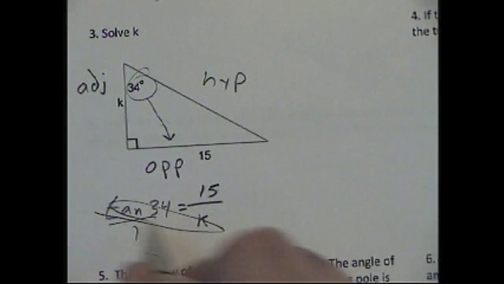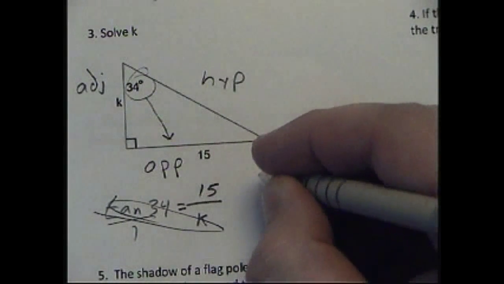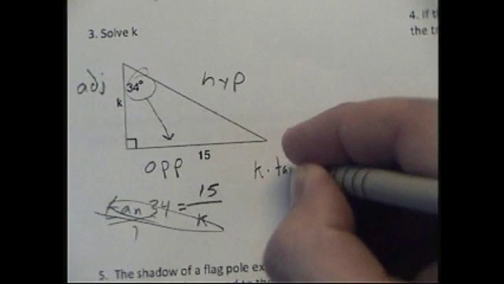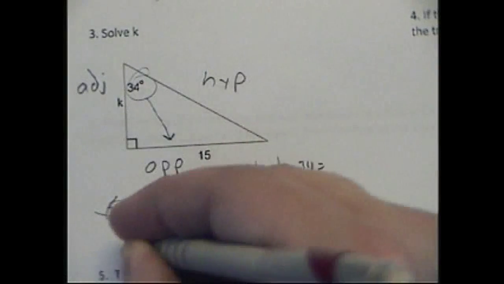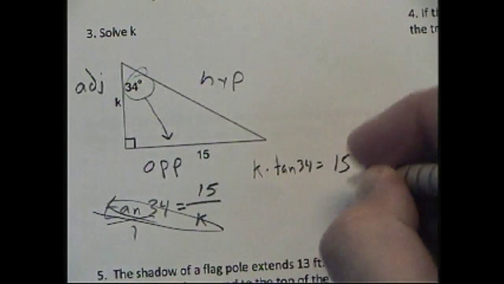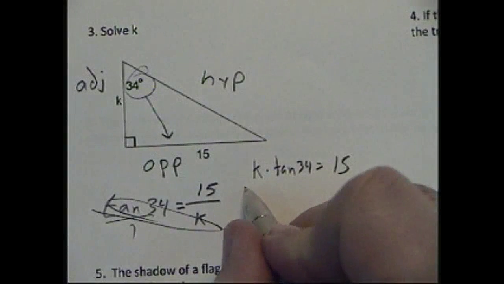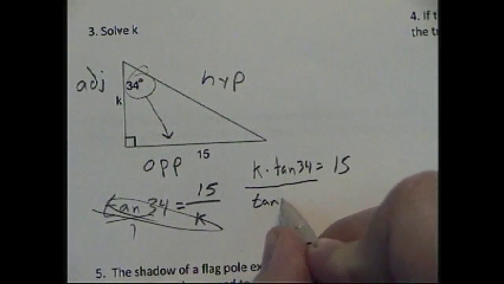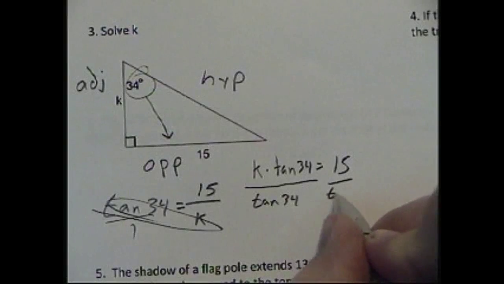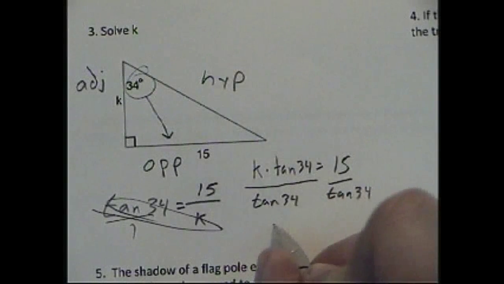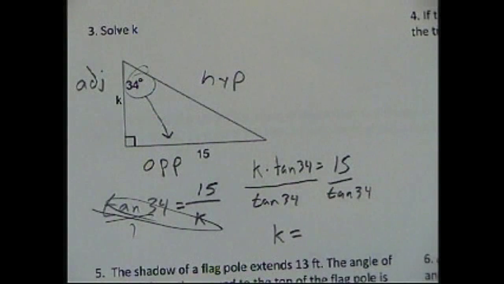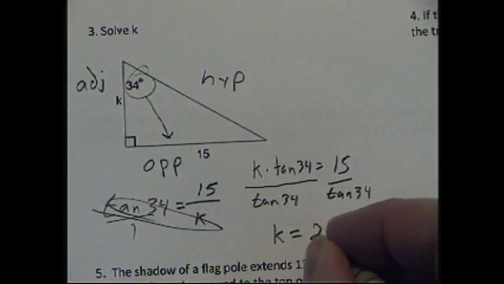Cross multiply, K times the tangent of 34 is equal to this direction, 15 times 1 is 15. Now we're going to have to get K by itself, so I will have to divide by the tangent of 34 here. And K is equal to 15 divided by the tangent of 34, which is 22.2.